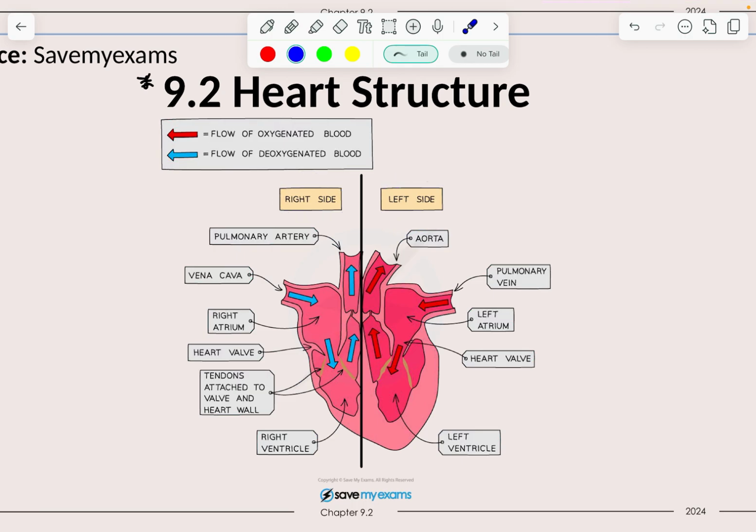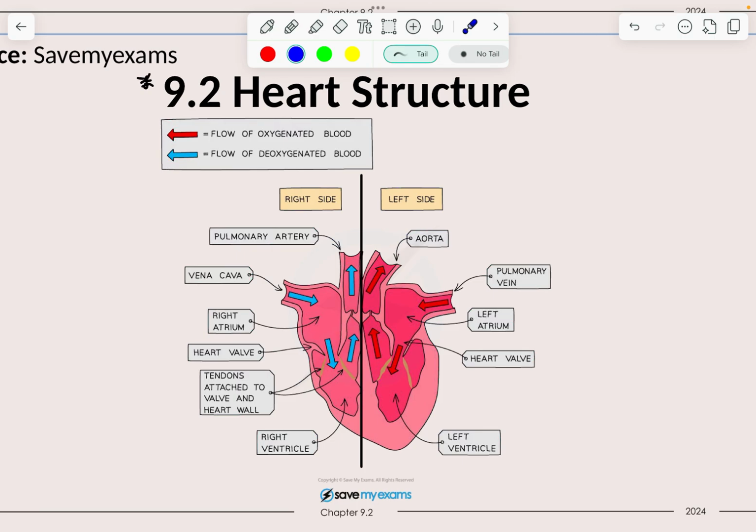So we have the pulmonary vein. When I mention pulmonary, it means the lungs, and the vein is the one that carries. But you also need to know that pulmonary veins work very differently to arteries. We're going to look through that later.